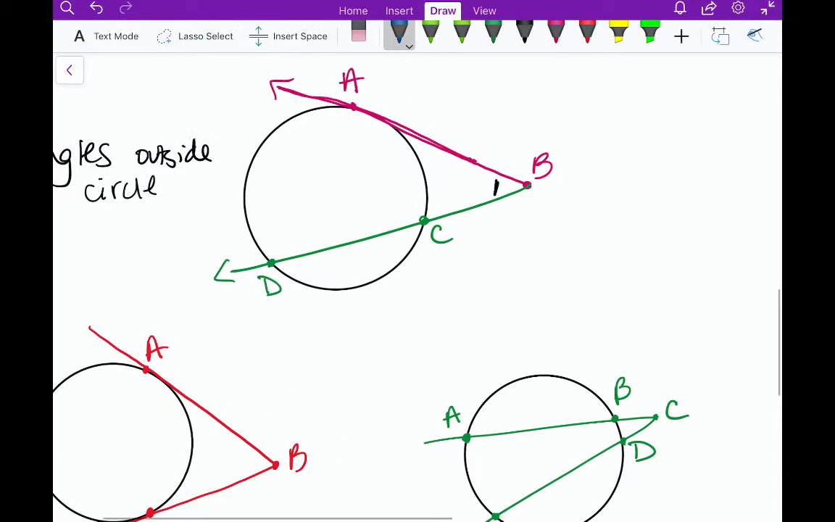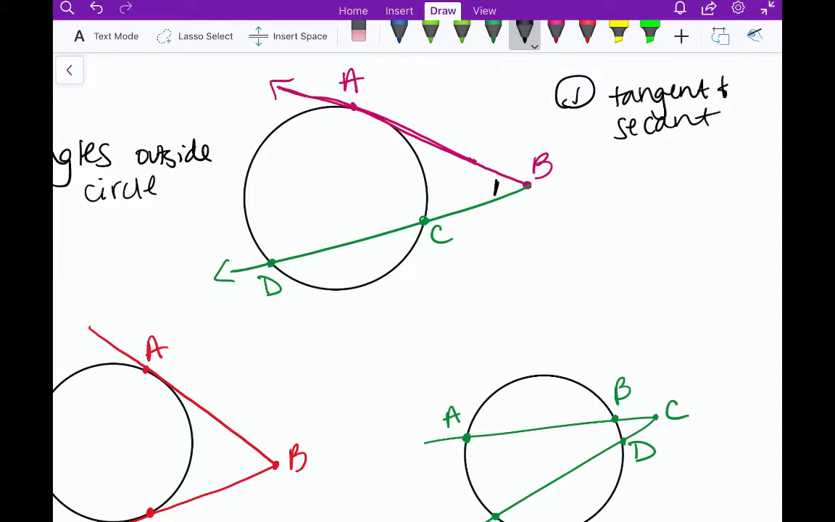In this first example, I have a tangent and a secant that intersect outside the circle. The measure of angle 1 is going to be equal to 1/2 the difference of arc AD minus arc CA. So it's the difference of this arc minus this arc. It's the difference of the intercepted arcs. You want to make sure you subtract the smaller from the larger and take half of that.